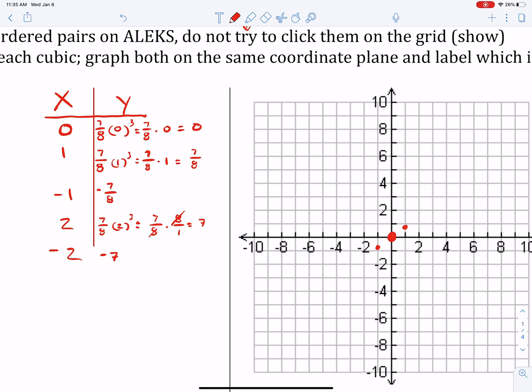Then I have 2, comma 7. That is going to be right there. And then I have -2, comma -7. And that is right there. And then what you would do, I usually start from the point.